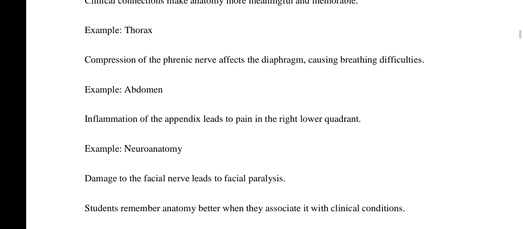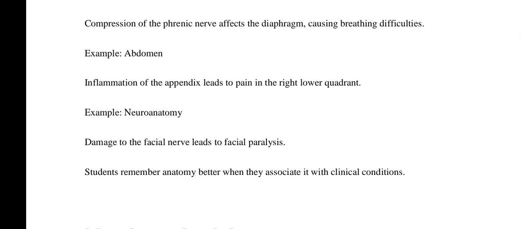And in neuroanatomy, damage to the facial nerve. The facial nerve is a nerve that supplies sensory and motor innervation to the muscles of the face and the skin of the face. So when this facial nerve is damaged, it's going to lead to facial paralysis, Bell's palsy, facial paralysis. So connecting clinical pathologies, clinical scenarios, clinical correlates with anatomy makes it easier. So students remember anatomy better when they associate it with clinical conditions. That's the second one you can add.